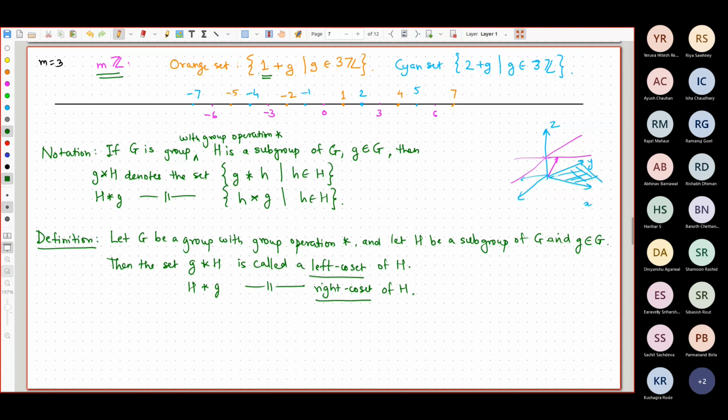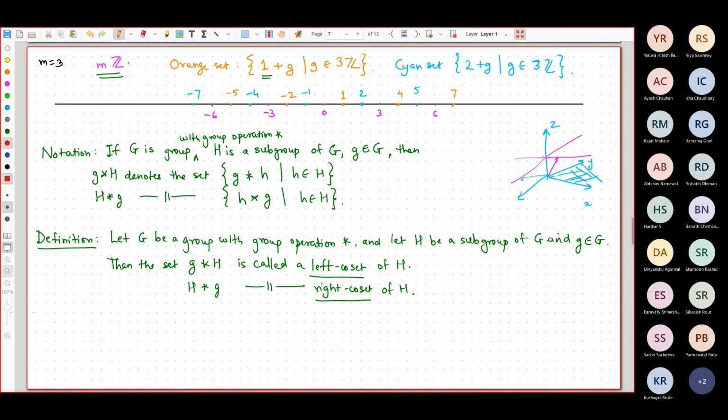Yes, sir. So basically we are calling the orange set and the cyan set a coset, right? Yes. And sir, if star is commutative, and if we choose the same small g, then both the left coset and right coset are going to be the same, right? Yes, of course. Good observation. So if G is a commutative group, or in other words, an abelian group, then every left coset of G is also a right coset, and vice versa.